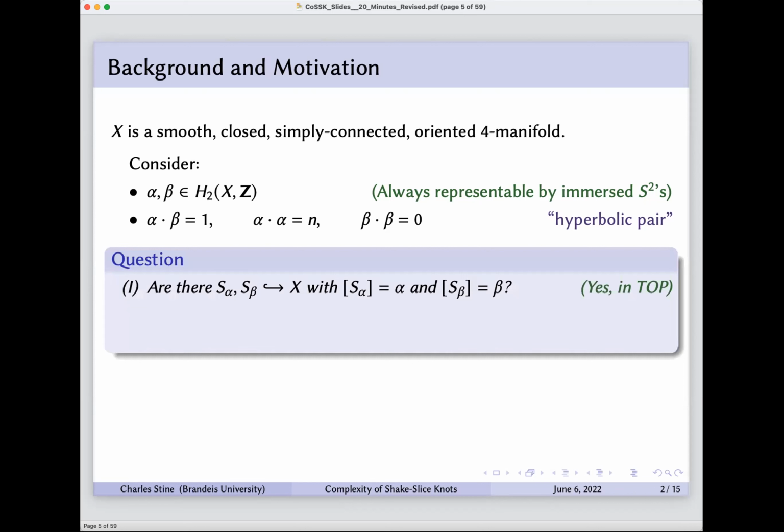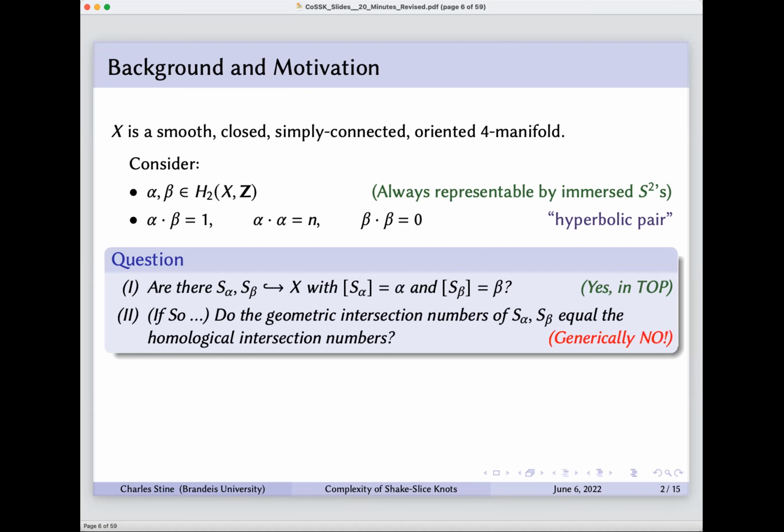And there's a natural set of questions you can ask when you see this in H2 of such a four manifold. The first is, are there embedded spheres S alpha and S beta in your four manifold which realize these classes? And the answer to this question in the topological category is yes. That's the Fields Medal winning result of Michael Freedman, which led ultimately to the topological classification of smooth, simply connected four manifolds.